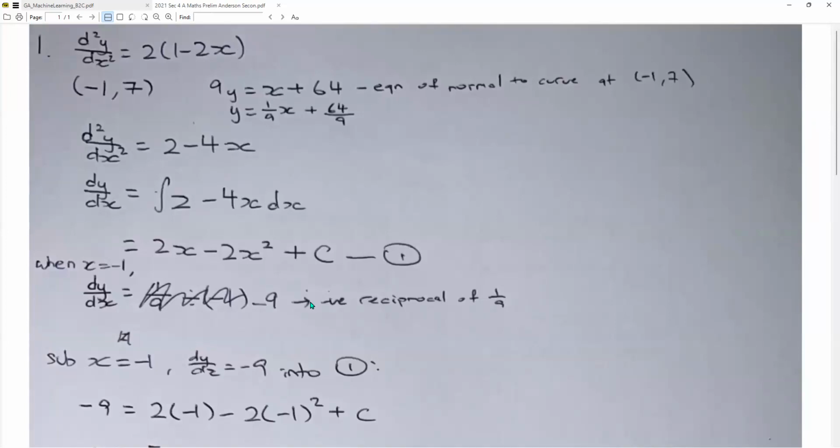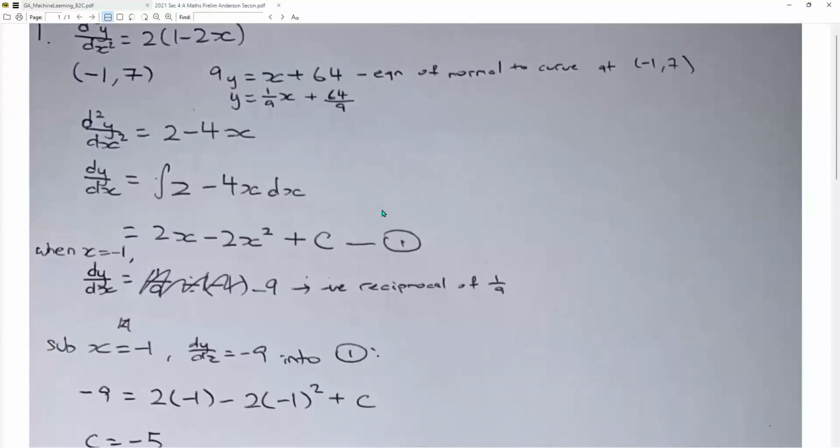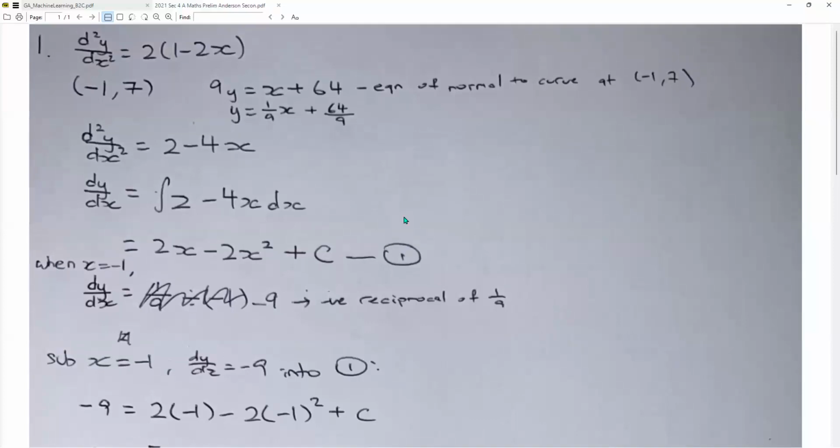The assignment is this guy. Question 1. Okay, a curve is such that d2y by dx squared equals 2 times 1 minus 2x. Equation of the normal to the curve at the point -1,7 is whatever was given. Find the equation of the curve. Okay, so let's see what you did. d2y by dx squared equals 2 bracket 1 minus 2x. Okay, 9y equals x plus 64. That's equation of normal. Okay, you make y the subject.